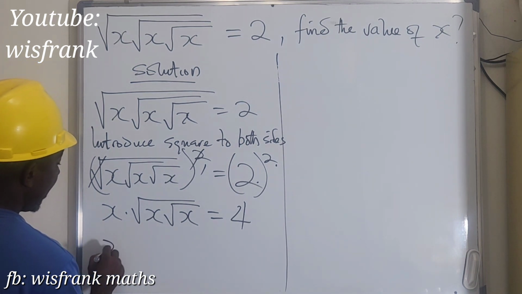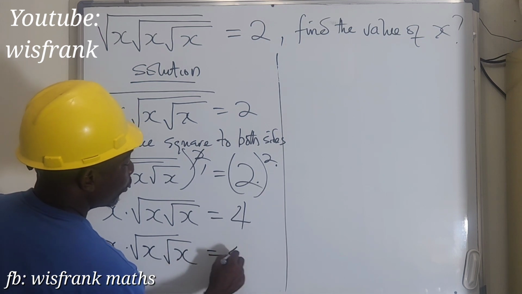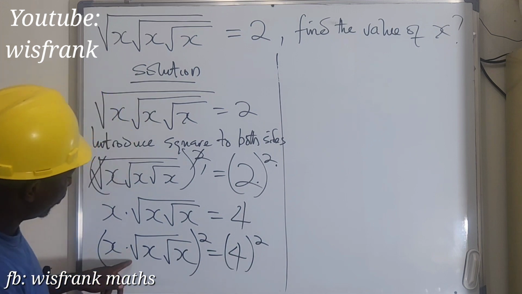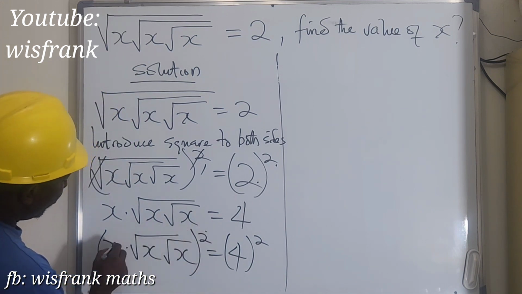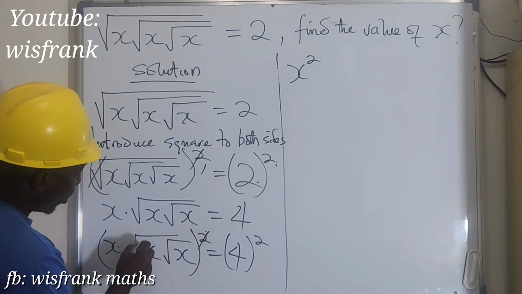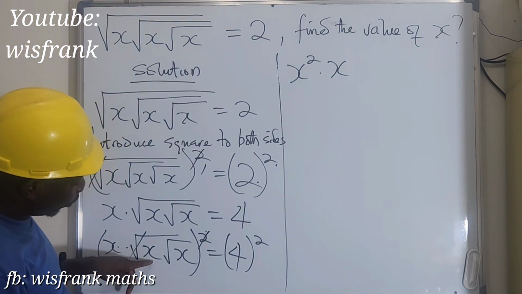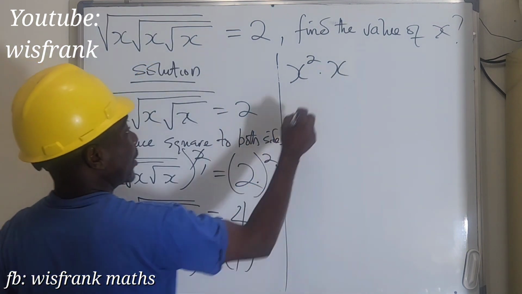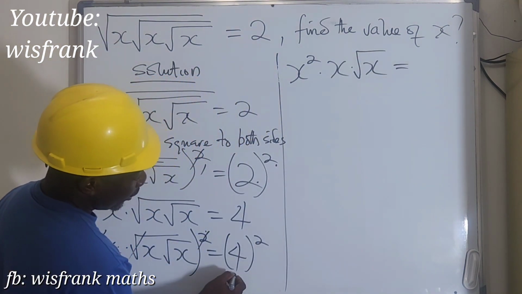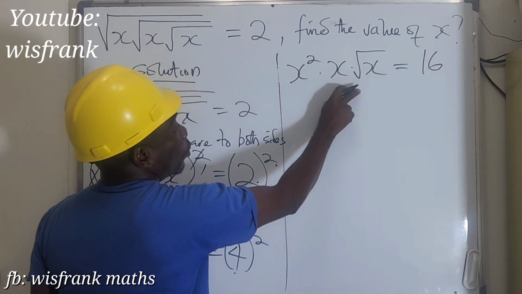So we have x times the square root of x times the square root of x equals 4. So this will square this and this will square this. This 2 will be multiplied to this one. We have x squared, and this 2 will cancel this square root. So we have x, because it will cancel, it will now be left with x. Then we still have another square root of x equals this 4 squared, which is 4 times 4, which is 16. So this is what we have now.